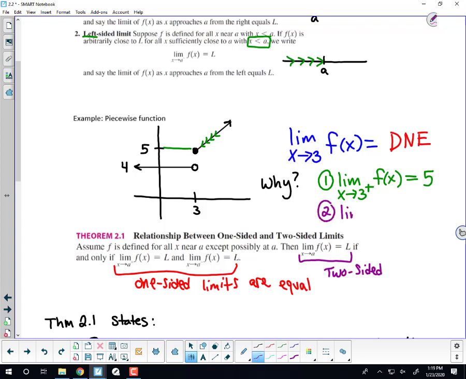And the limit as x approaches 3 from the left? 4. Does everybody agree with that? It's 4? So from the right, 5, and from the left, 4. So we can see why the limit doesn't exist. Technically, the limit doesn't exist because 1 and 2 aren't equal to each other. Does that make sense? Anybody have any questions?